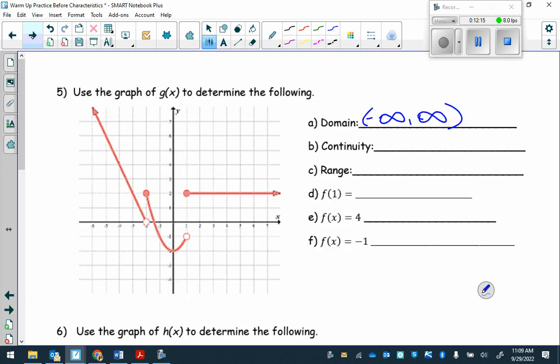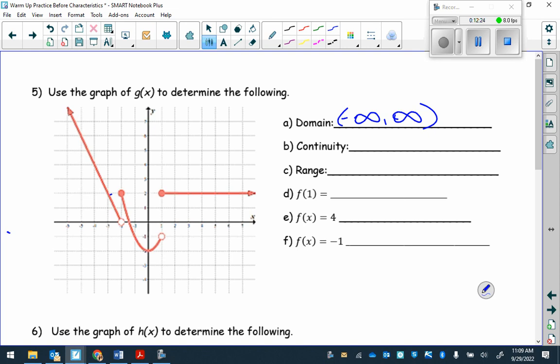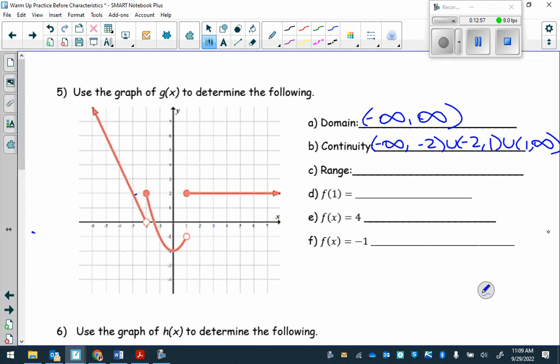compared to this one where if I scan across, negative 2, yeah, it's an open circle, but it's included up here. And if I keep going, 1 is an open circle, but it's included here. So that's why it's part of the whole domain. Okay? Great question. Interval of continuity would be what? Caitlin, what do you have? Excellent. Good. Great job. Okay. How about the range?